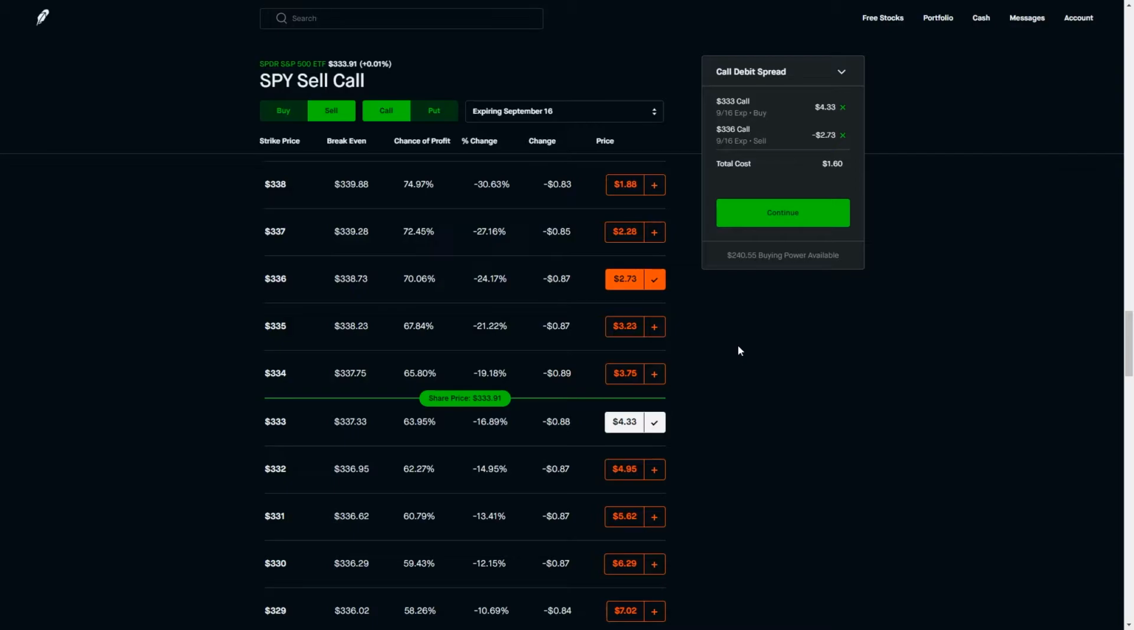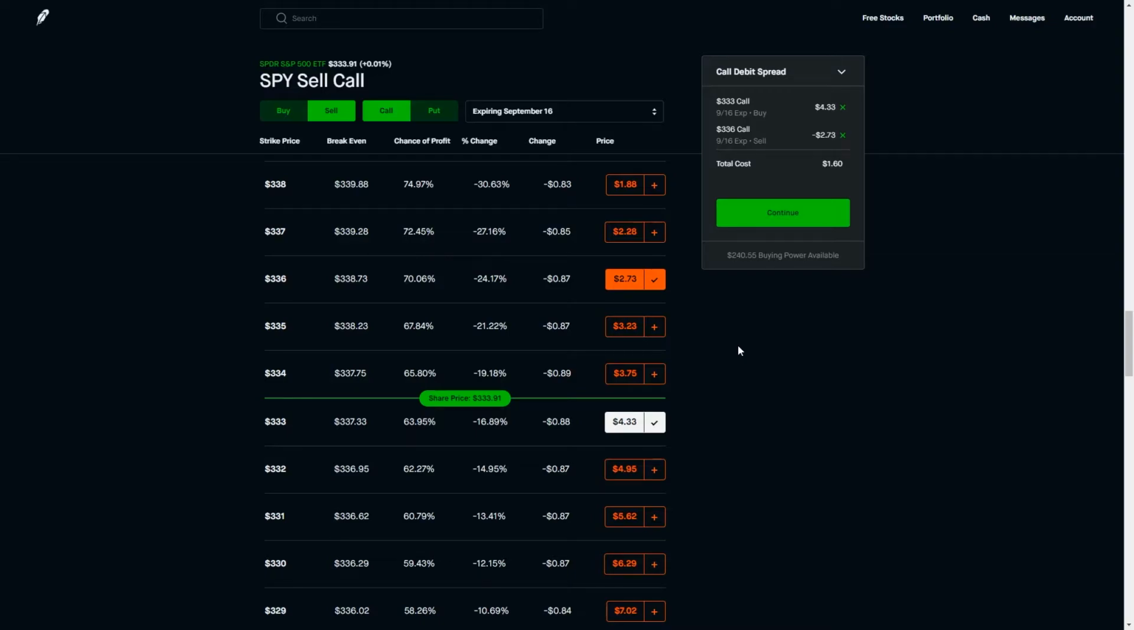The most I can lose is what I paid for the debit spread, and the most that I can make is the difference in the spread minus the premium paid. So because this is the $3 spread, the max profit is $300 minus a $160 premium, and the most I can make is $140. If I wanted to increase my profit potential, then I can widen the spreads, and if I wanted to lower my profit potential, I can tighten the spread.